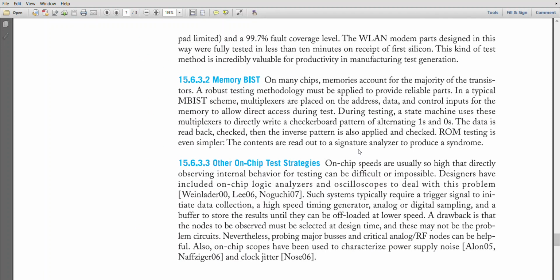Memory BIST is also there on many chips. Memories account for the majority of the transistors. A robust testing methodology must be applied to provide reliable parts. In a typical memory-based scheme, multiplexers are placed on the address, data and control inputs for the memory to allow direct access during test. So various other test strategies are also there, but they are not of our use. We will close the topic here for today's lecture.